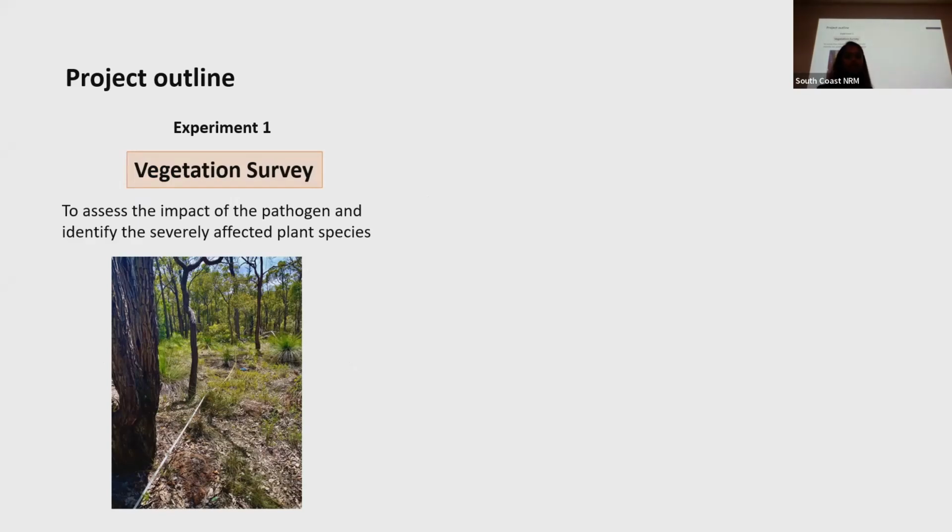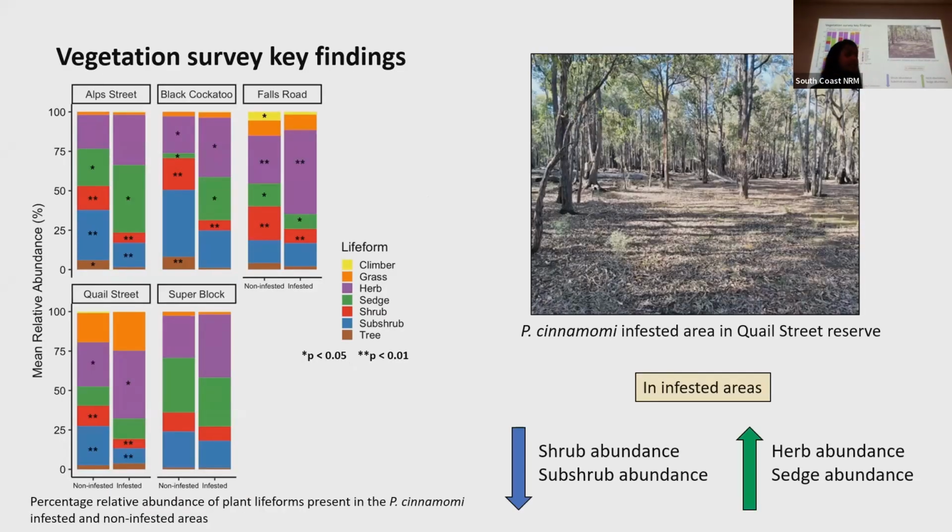So we have carried out a vegetation survey in these 5 reserves as the baseline of the study to assess the impact of the pathogen. Tom already discussed the methods that we use for the vegetation survey. So my results analysis is quite different from his, because I'm considering each reserve separately to see the impact there rather than considering all of them together.